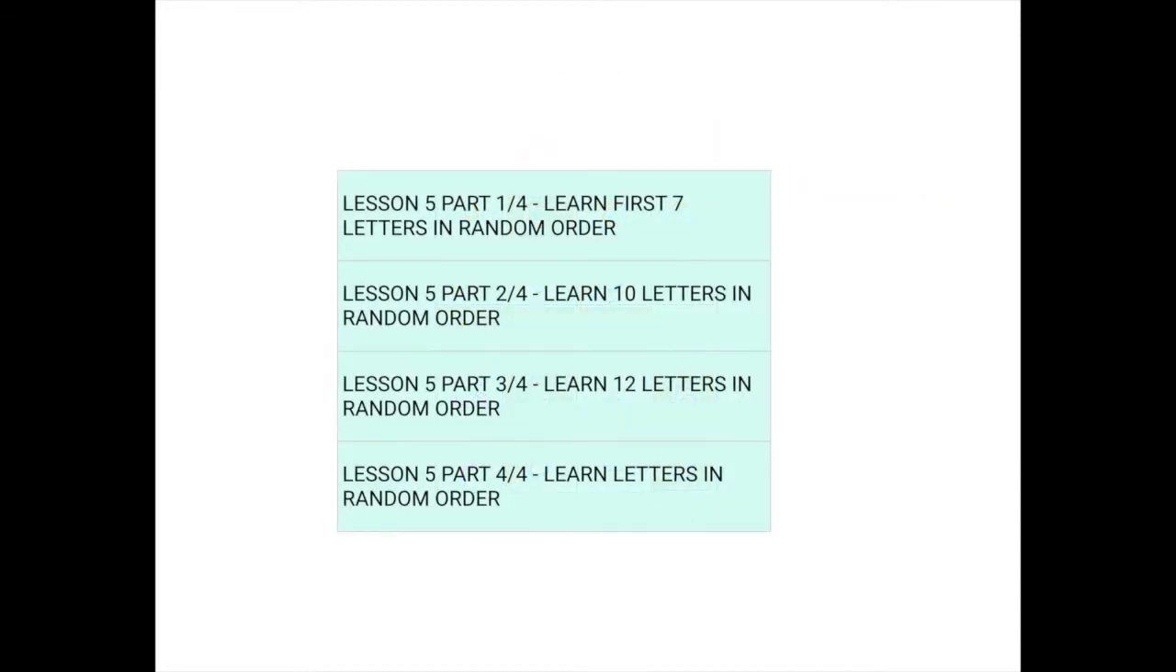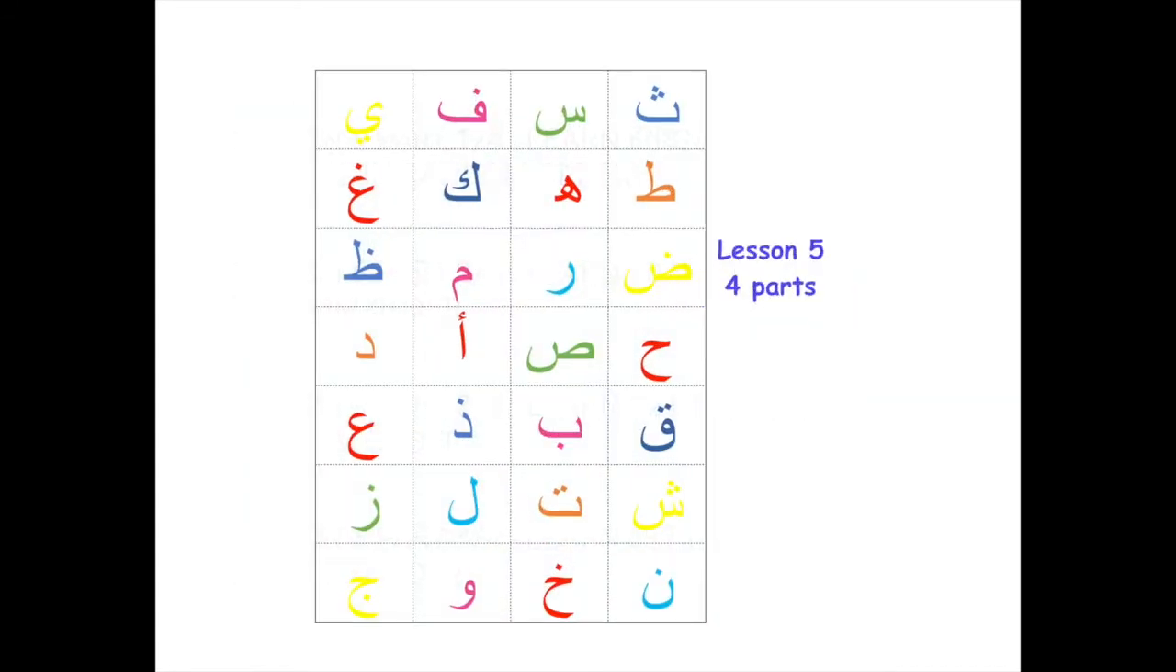So now lesson number 5 was split into 4 parts. We were looking at the sound of each letter and the name of the letter, and we broke them up into chunks. So the first 7 letters were in lesson number 5, part 1. Then the next 10 letters in part 2. The remaining 12 letters in part 3, and then in part 4 it was a combination of all the letters in random order. So here is an example of letters in random order, and you have to know what they are.